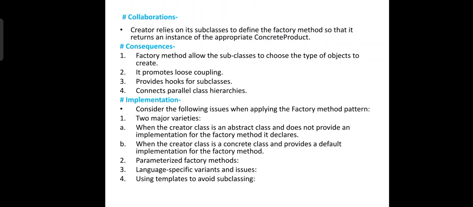Third implementation is language specific variants and issues. Means different languages lend themselves to other interesting variations and conditions here. Then fourth implementation is using templates to avoid subclassing. Means a potential problem with factory methods is that they might force you to subclass just to create the appropriate product objects. After that, naming convention is also one of the implementation issues for factory pattern. It is good practice to use a naming convention that makes it clear you are using factory methods.